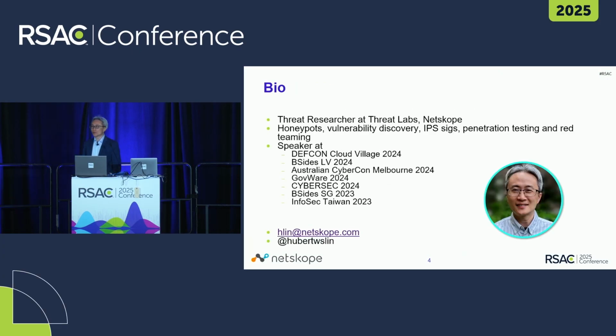Let me have a quick intro of myself. My name is Hubert Lin, and I've been doing cybersecurity for almost 20 years, starting from the defense side, primarily on the IPS signature development, before I transitioned into a more offensive side, doing red teaming. And eventually I moved to a more research-oriented job role here at Netskope.